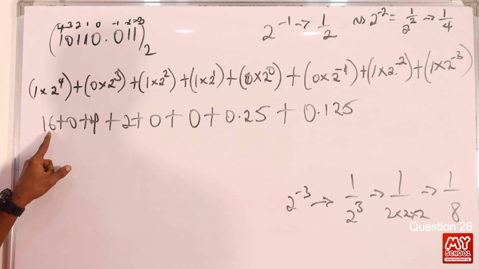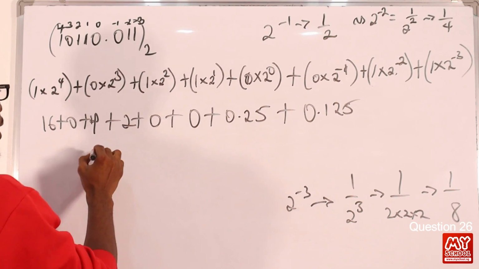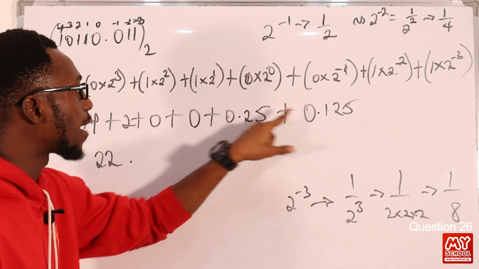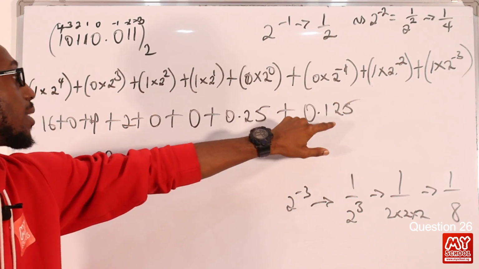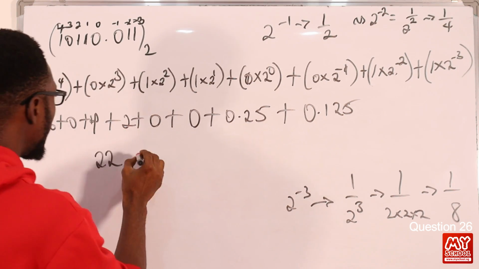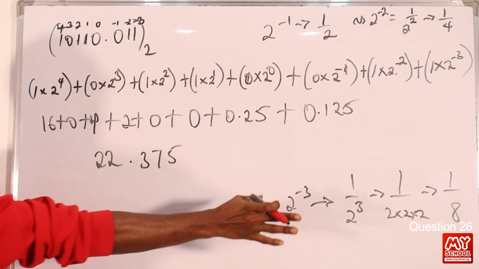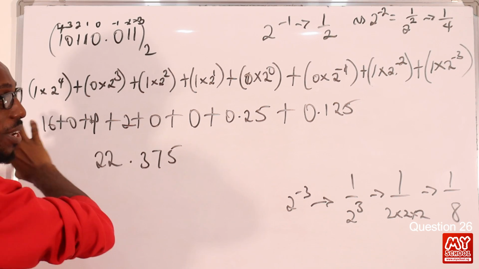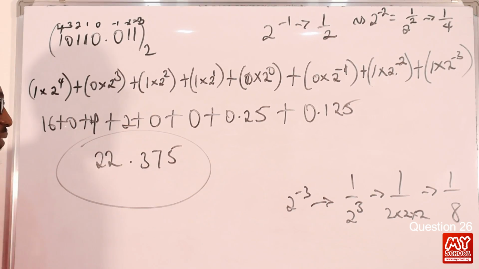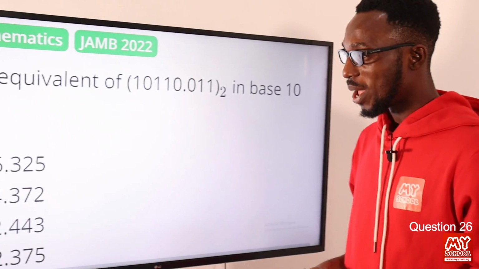Can we find that now? Let's add it up. We have 16 plus 4 is 20, plus 2 is 22, plus 1 and 0 still gives 22. Remember your decimal point right here. So 0.25 plus 0.125 is going to give me 0.375. Instead of using the manual method, you can just punch your calculator and add up these digits, and you are good to go. So our answer is 22.375. Let's see if we have that available. Yes, of course. We have option D.